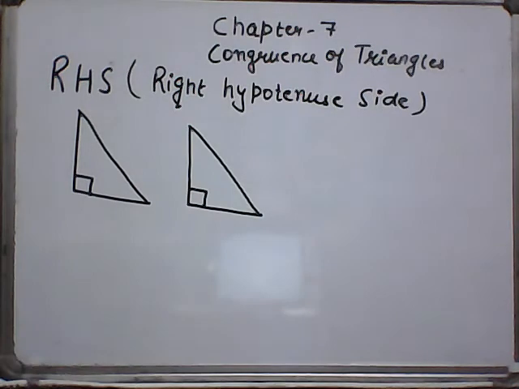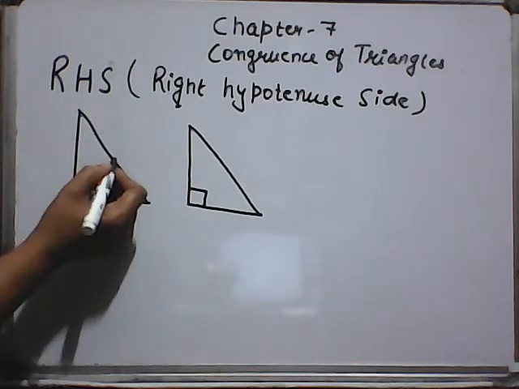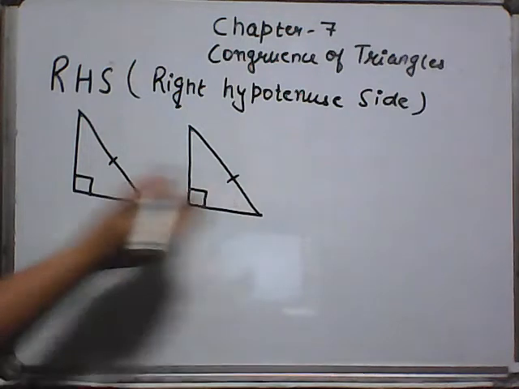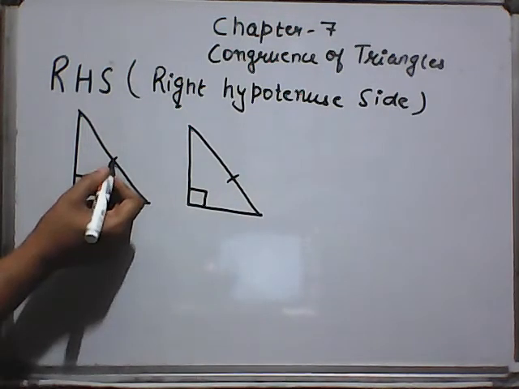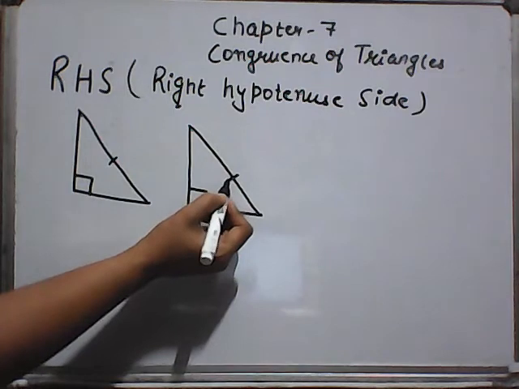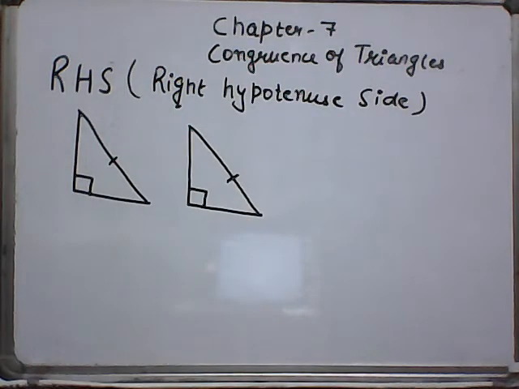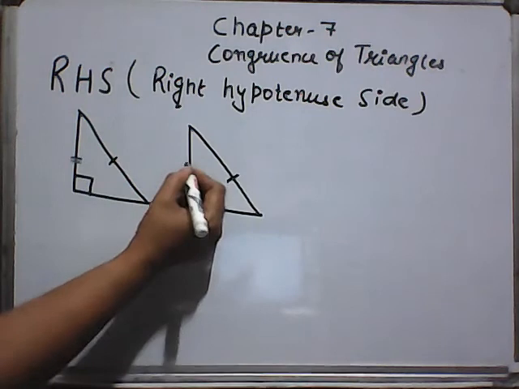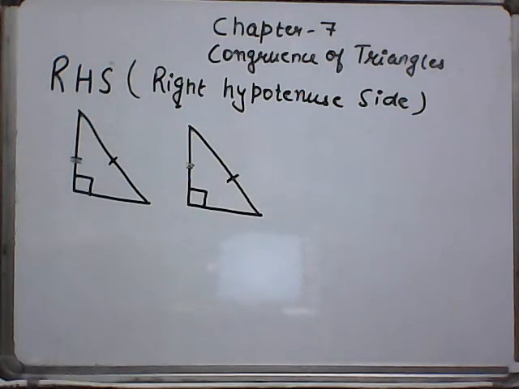Next one is hypotenuse. That means the next condition you have to check is whether the hypotenuse of one triangle is equal or congruent to the hypotenuse of another triangle. Next condition, you have to check the side. Any one side of this triangle is equal or congruent to a side of the other triangle. If these three conditions are satisfied, then you can say these two triangles are congruent by using the RHS rule.